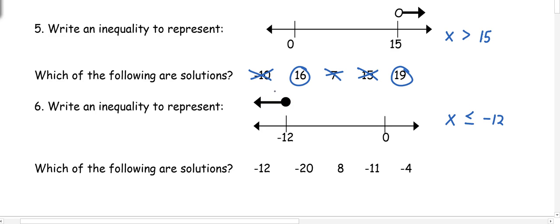So now which ones are our solutions? We need numbers that are less than or equal to negative 12. Well, negative 12 is equal to negative 12, so that's a solution this time, thanks to the bar on the bottom. Negative 20 is less than negative 12, so that's a solution. 8 is not, negative 11 is not, and negative 4 is not.